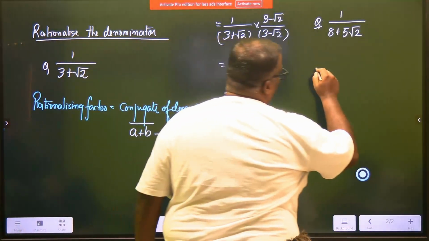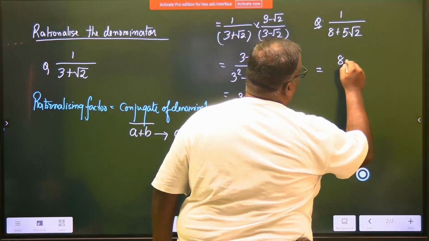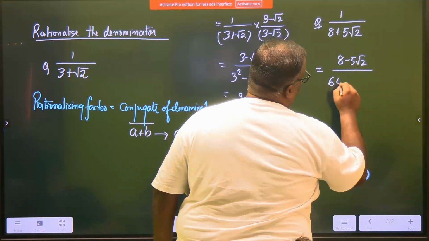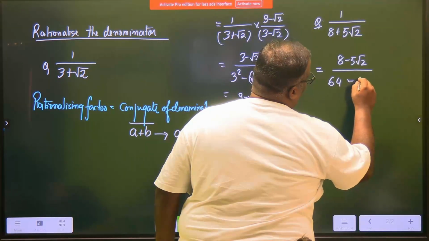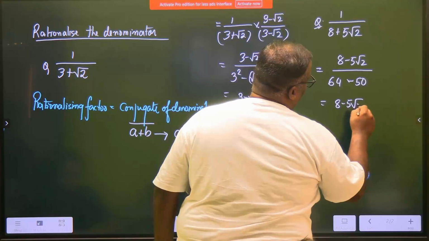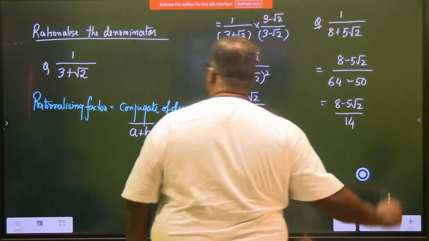So if you try to do it as mental mathematics, it will be 8 minus 5 root 2. Below it will become 64, and 25 multiplied by 2, which will become 50. So it should be 8 minus 5 root 2 divided by 14. But you will show all steps.